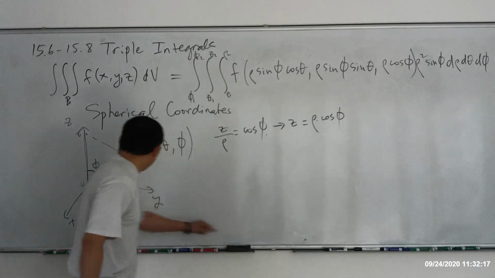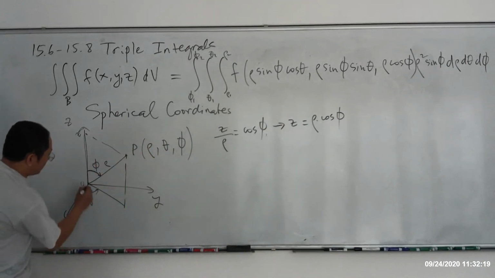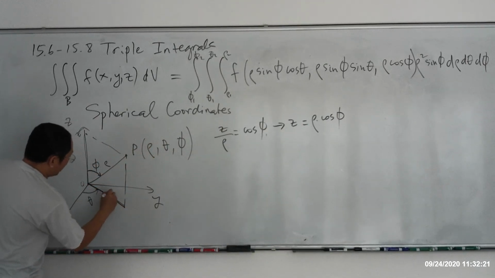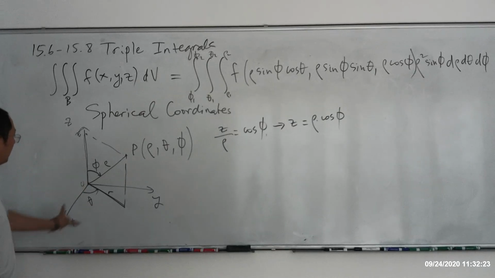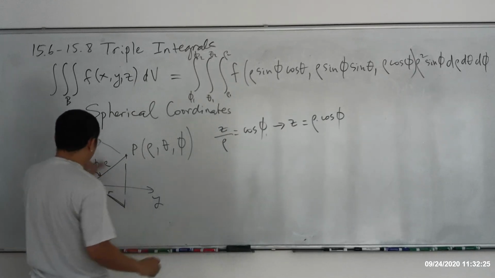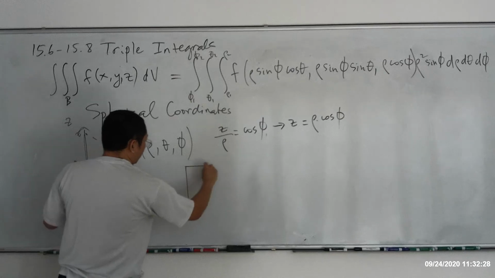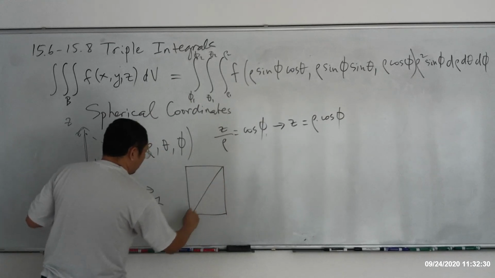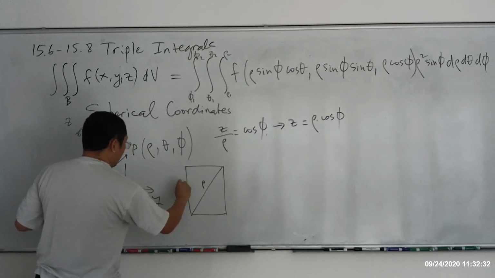Now when you project the point P down to the plane, this is r, what we talked about in the polar coordinate. And you can calculate r using the right triangle. This is the rho that you have in here. This is z right here.